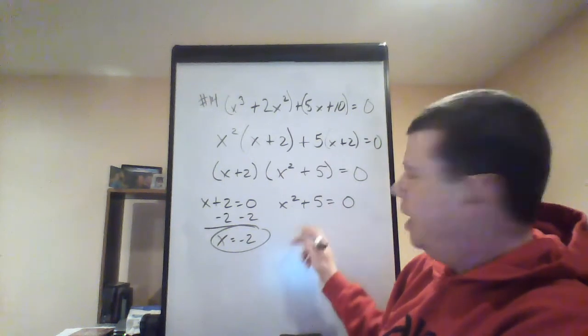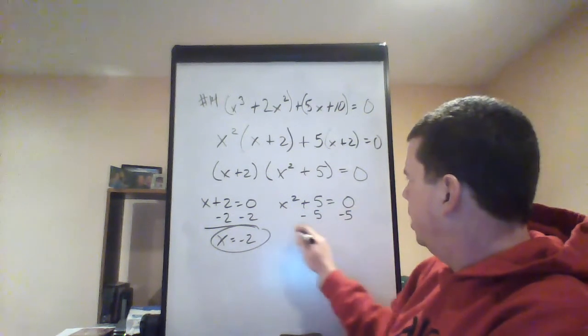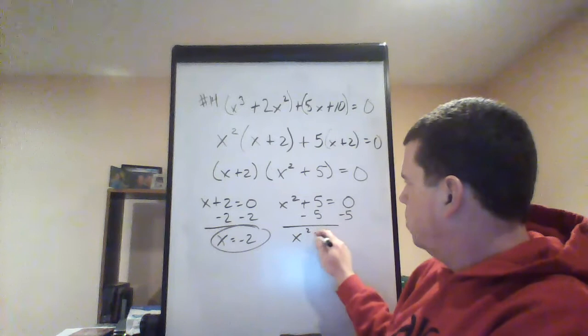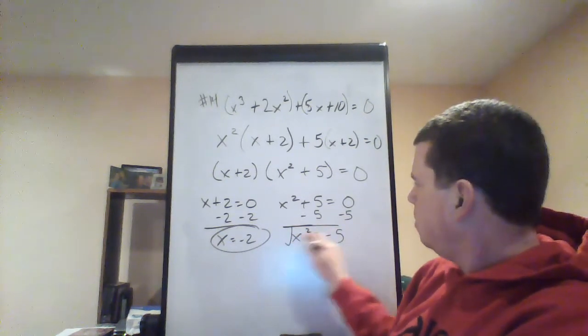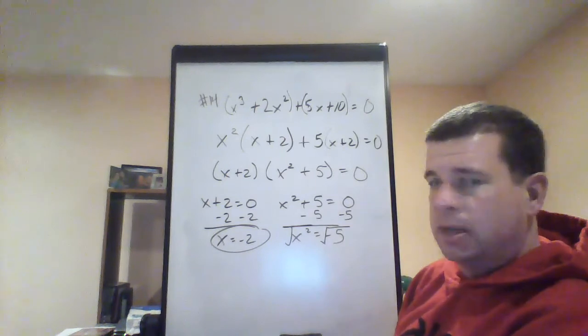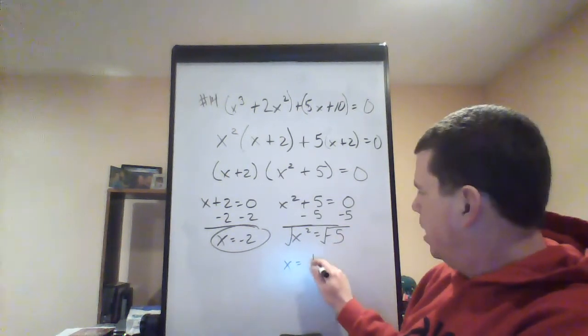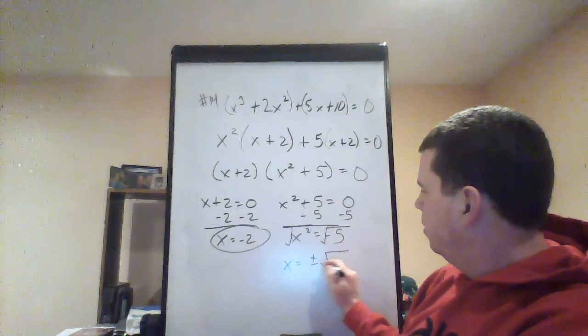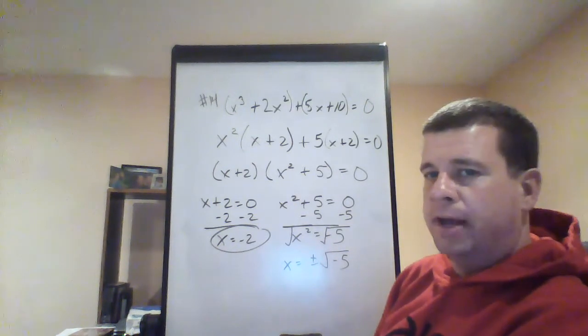x squared plus 5 equals 0. And again, I want to get x by itself. So I take away 5 on both sides. That gives me x squared equals -5. And then the opposite of a square, I can square root both sides. And I get x equals, now remember, when you take the square root of both sides, you get the positive and negative root of that. So it's plus or minus the square root of -5.